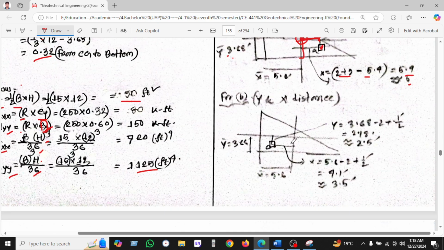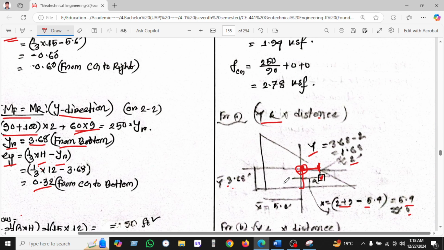So we know that this is the CG point. The distance between this point, we are taking y, which is 3.68 minus 2 into minus 1 back divided, and found 2.18, which is similar to 2.5 feet. In the same way, we are calculating the distance of x, which is 5.6 minus 2 in plus half, and found 4.1 feet, which is similar to 3.5 feet.